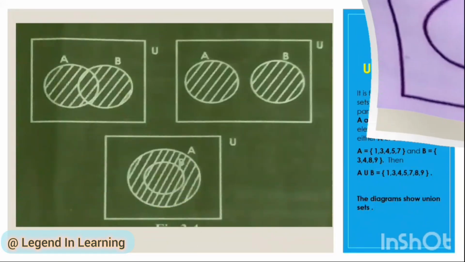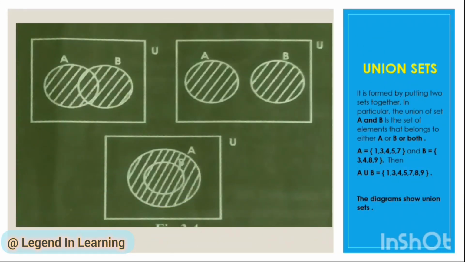Let's move on. Okay, so this denotes our union sets. This is our union set. The union set is formed by putting two sets together. So the union of sets A and B is the set of the members that belong to either A or B or both. So that's the union set. If you take the union set, we are combining A and B together to get the union set.